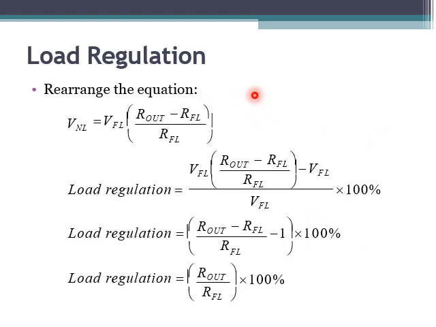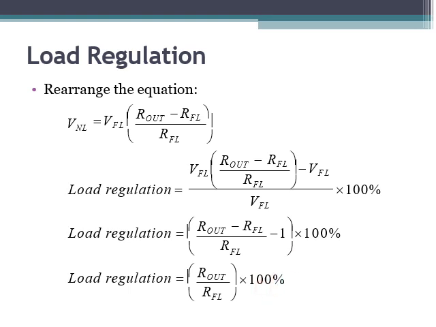Next, load regulation. You are rearranging the equation. Load regulation is full load R out minus full load resistance over full load resistance. So finally, you need to find the load regulation, which is output resistance over full load resistance into 100 percentage.